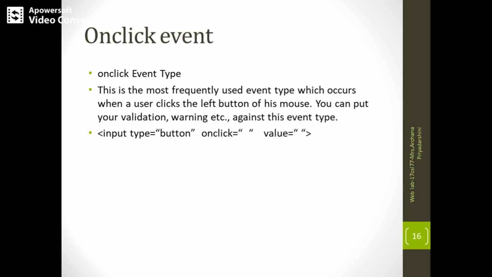Here let's see another event, that is the onclick event. This is an event that is fired upon mouse click. Whenever the user clicks the left button of the mouse, an event is triggered. That event can be specified as a value to this onclick event. How do we include it? We have to specify this in the input tag itself, or you can specify it in the button tag.